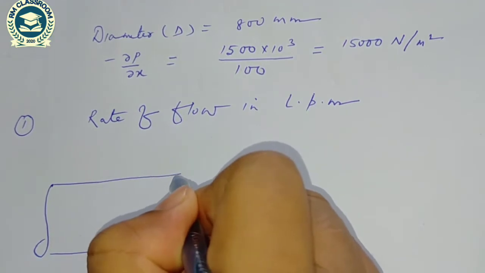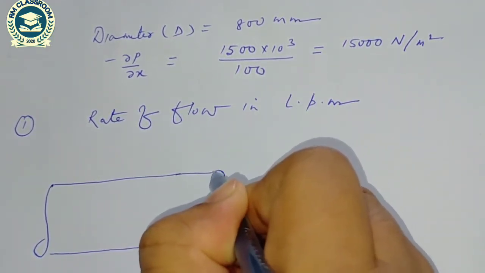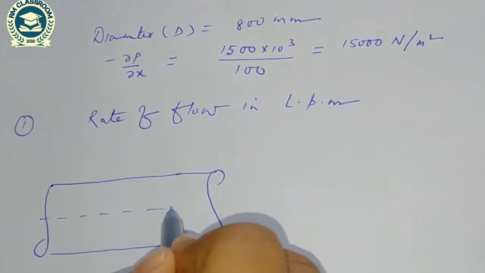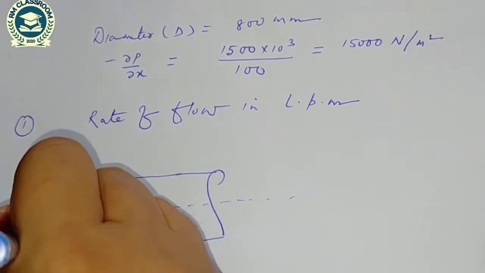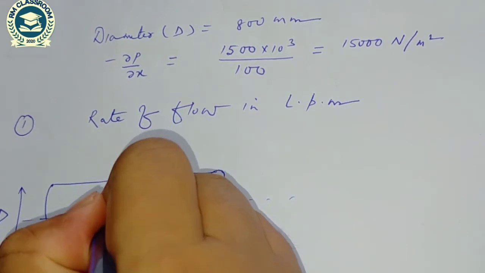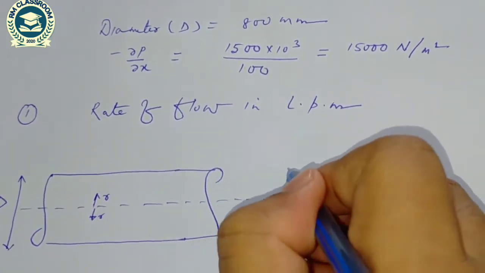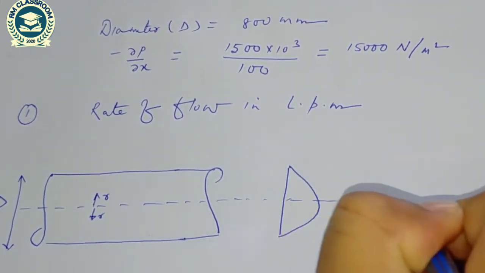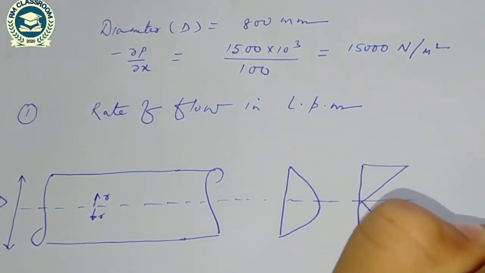So let us assume this is our circular pipe. I have already derived the expression of velocity. This is our central line, and we have already seen the average velocity expression. This is the center line, this is small r. So the velocity distribution is like that, and the shear stress distribution is like that.